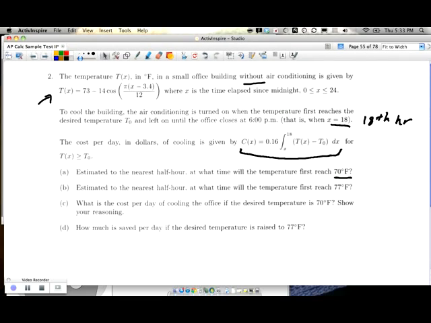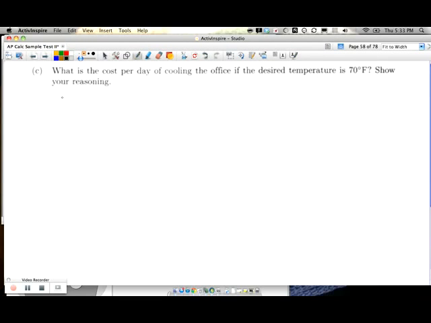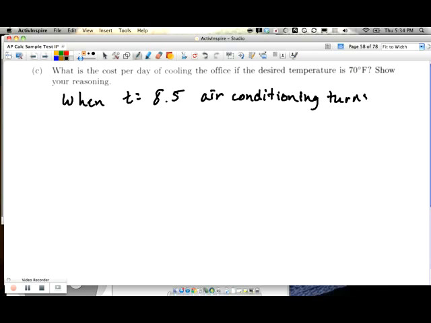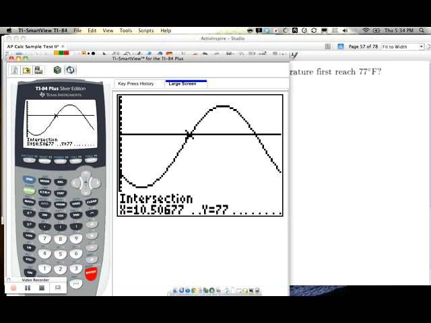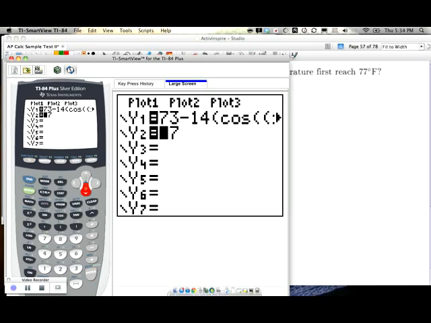So we know that when t equals 8.5, the air conditioning turns on. So that's one time when it starts. Let's see when it turns off. Well, we need to see if it hits 70 degrees again, like it does right here. That means it's definitely going to turn off. But let's see when that point is. So the second intersection. Oh, we need to change this back to 70.